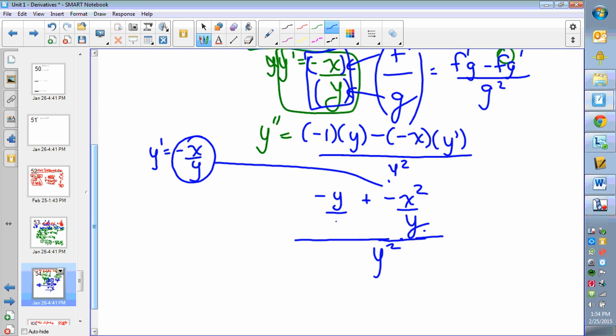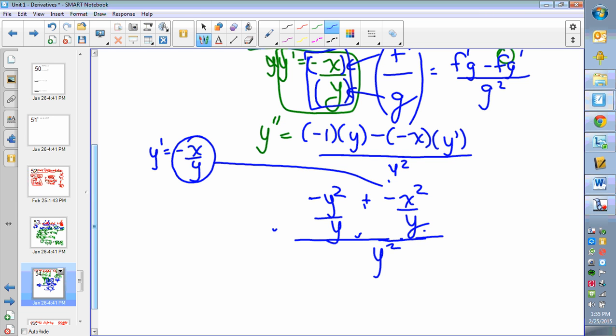This was y over 1. And I would like to add those two fractions together, but I can't, because they don't have a common denominator. So I'm going to multiply by y over y. That gets these two a common denominator. This term now becomes negative y squared over y. Take a good look, because I'm about to erase it and rewrite it. So negative y squared over y is what that term becomes.